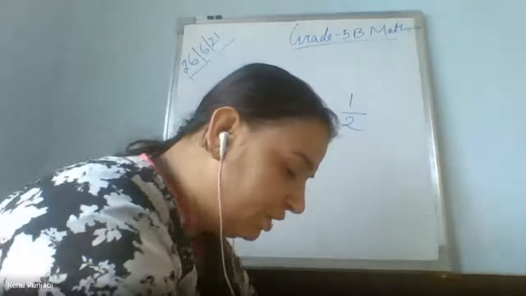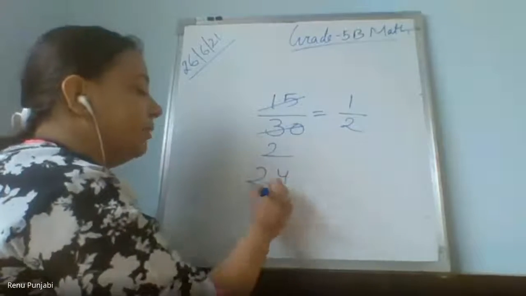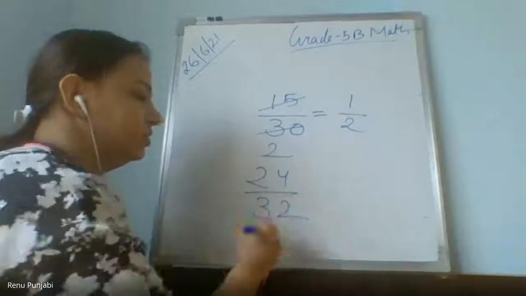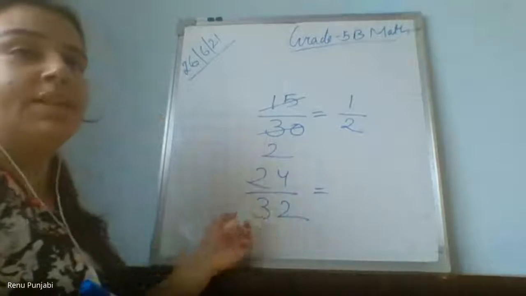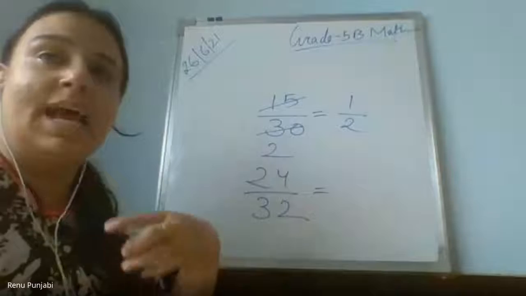If I give you one more sum, for example, 24 upon 32. Please check that both the numbers should come in one table. Ma'am, the 6 table, 6 upon 8. Ma'am, the 4 table. Yes, I have four. Highest table.